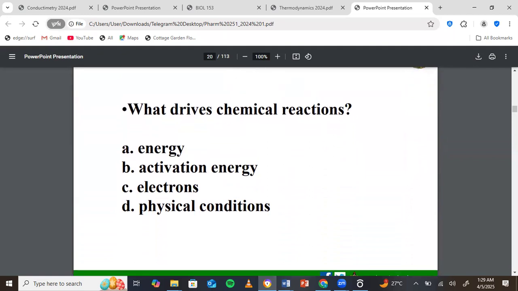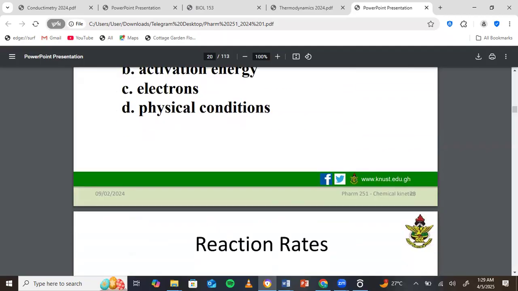Confidence building question 1. What drives chemical reaction? The answer is activation energy. Activation energy is the minimum energy you require for a reaction to proceed.